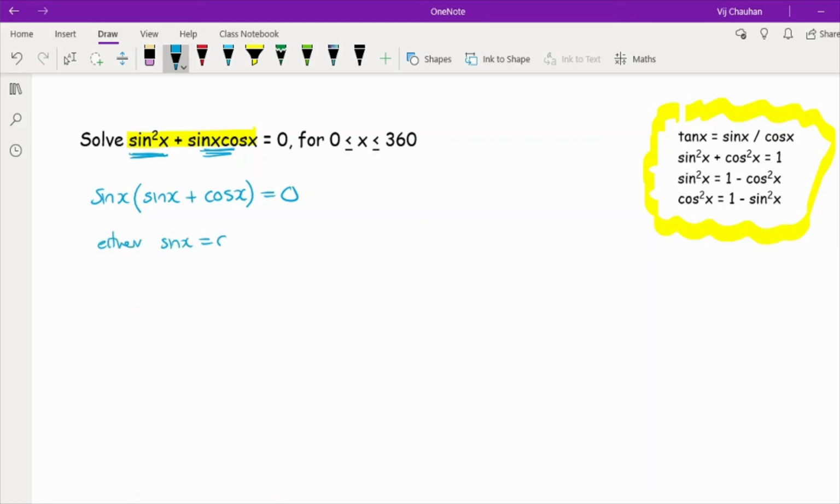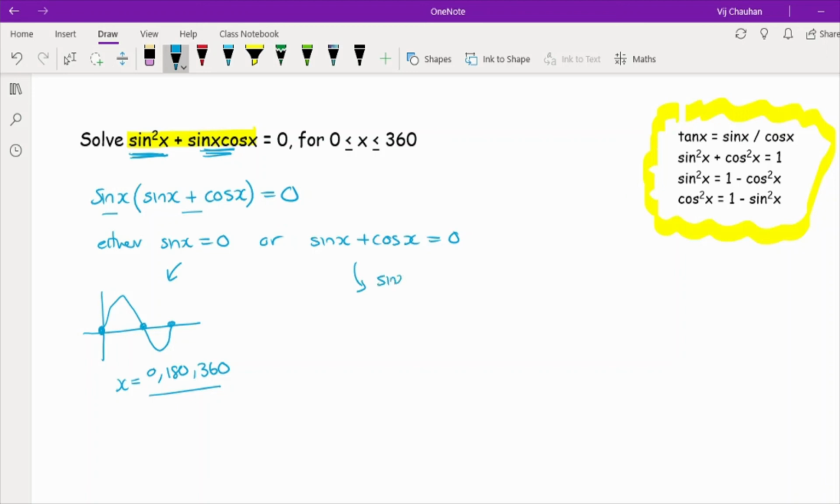Now, from this, what I've got is that either sine x equals 0 or sine x plus cos x equals 0, because as you can see I've got two things being multiplied. I've got sine x and this bracket, and that all equals 0, so one of those two things must equal 0. Taking this as an example and knowing my sine graph, if I do a little sketch of my sine graph, the values in which it's equal to 0 is at this point, and at that point there. So my x in this particular case is going to be 0, 180 and 360.